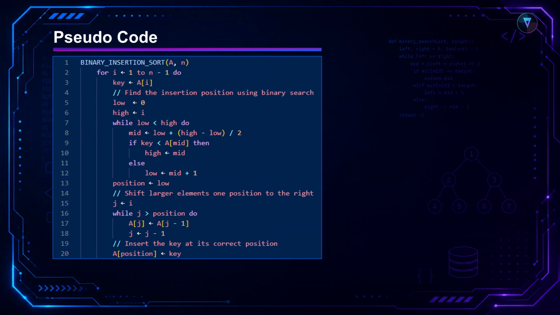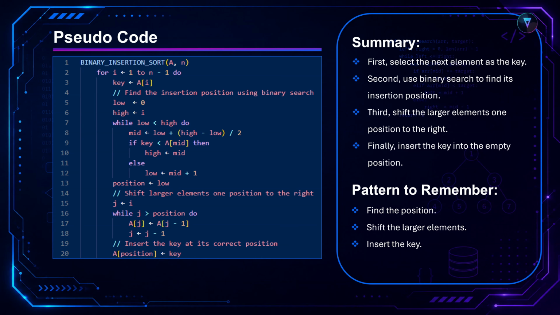The final comment says, insert the key at its correct position. At this point, the algorithm has created an empty space for the key. The final instruction is A at position equals key. This places the saved key into its correct location.